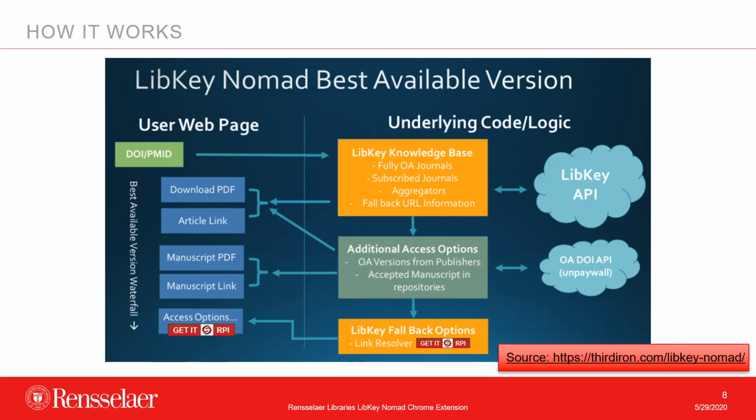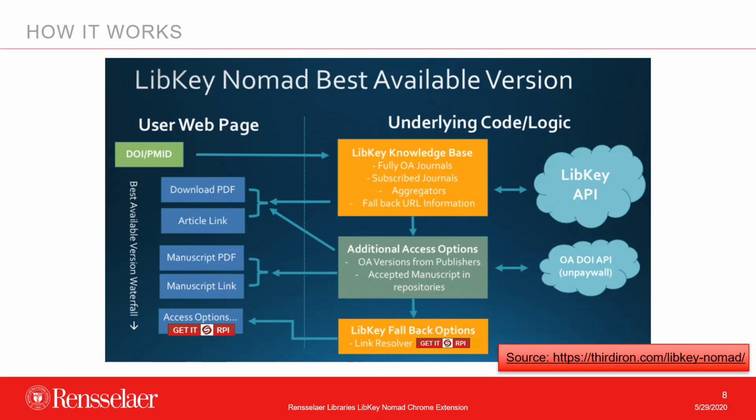So this is a high-level presentation and not a technical one, but I did want to just briefly discuss the best available version waterfall so you can see how the metadata is used to provide seamless access to the resource. So basically, your best available option is presented to you in a fraction of a second, and then a variety of metadata services are kicked off in order to get you to the best version.